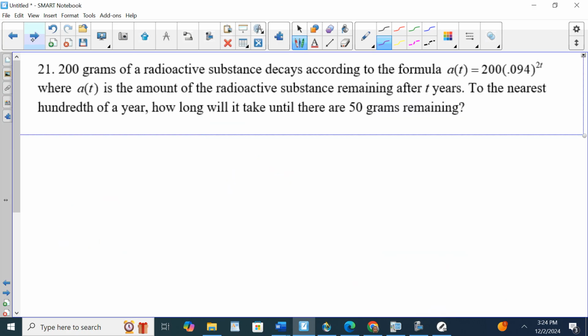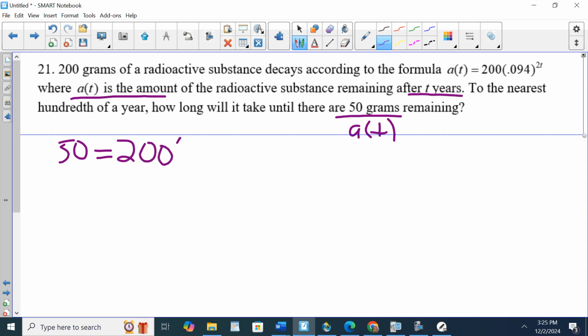It's giving me an equation. It's telling me that A of t is the amount, t is years. It's giving me 50 grams. That's A of t. So I'm going to replace A of t with 50. So instead of A of t, 50 equals 200 times 0.094 to the 2t. Now I have to solve the exponential equation.